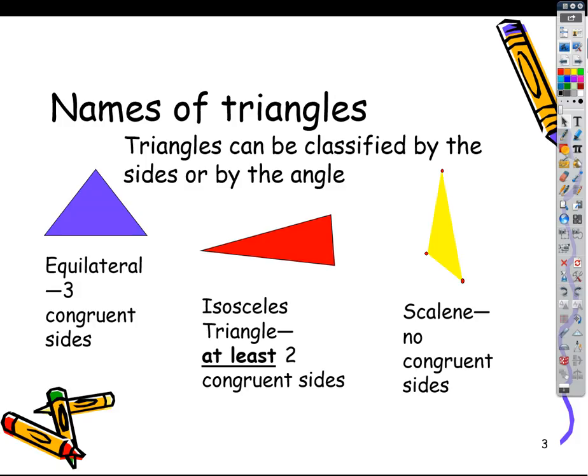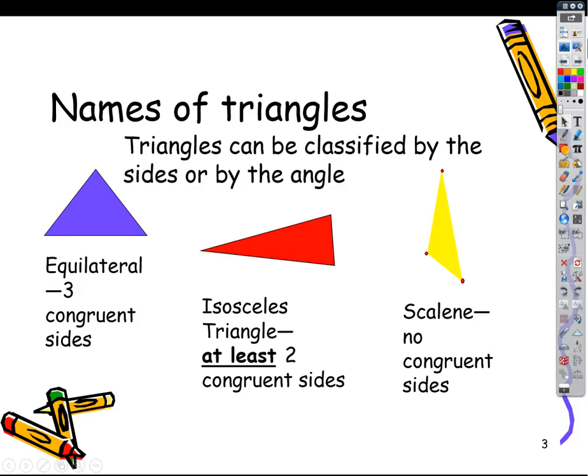Okay, so if a triangle has three congruent sides, we call that equilateral. The name makes sense. Equa means same. Lateral means what? Line or side. Yeah, right. Lateral technically means side. So that just says equal sides, three congruent sides.